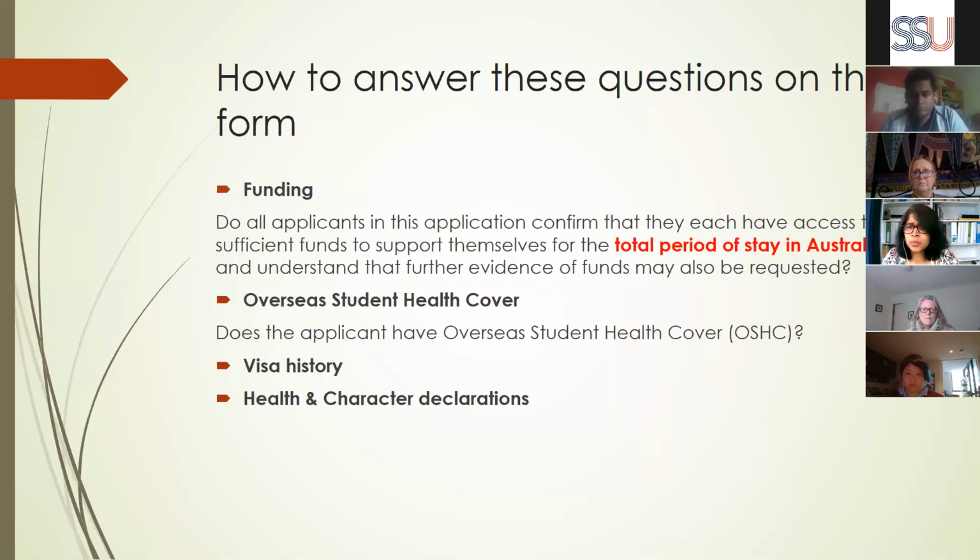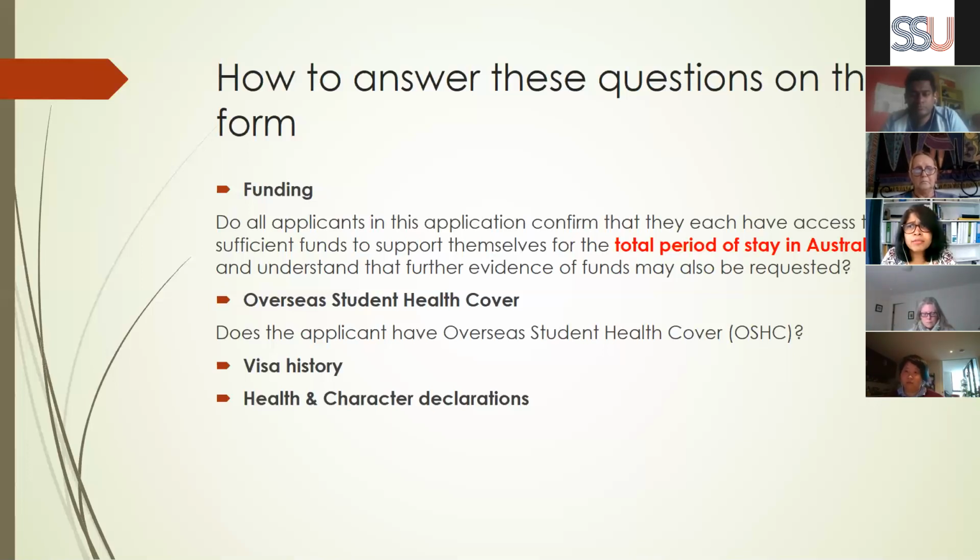And the other question, visa history. So you have to declare or disclose all the visas you have ever held, not only to Australia, but to any other country. If you have held a visa maybe 10 years ago, say to the UK or New Zealand, those visas you will need to disclose. And again, health and character declaration.